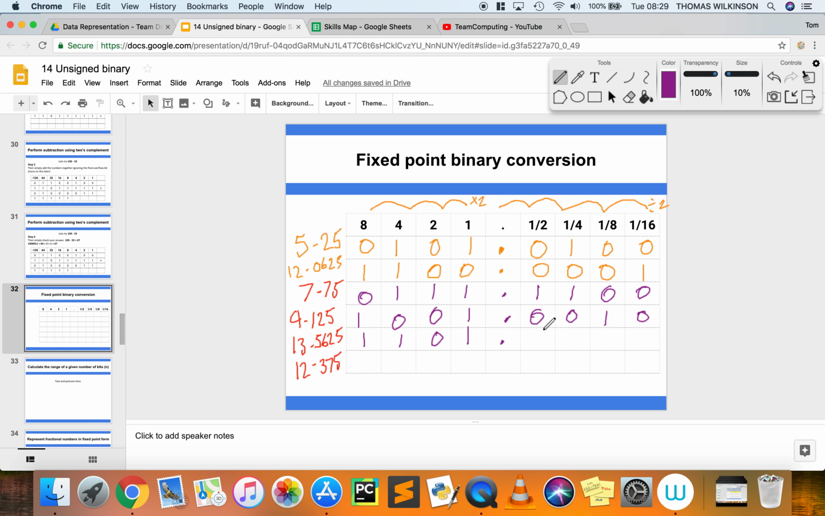13.5625 is going to be an 8, a 4, and a 1. And then we're going to have a half, because we have to make this up of a series of values. So we're going to have a half, which is 0.5, which leaves us with 0.0625, so that's not a quarter, not an eighth. There we go, we've got a 16th just there.